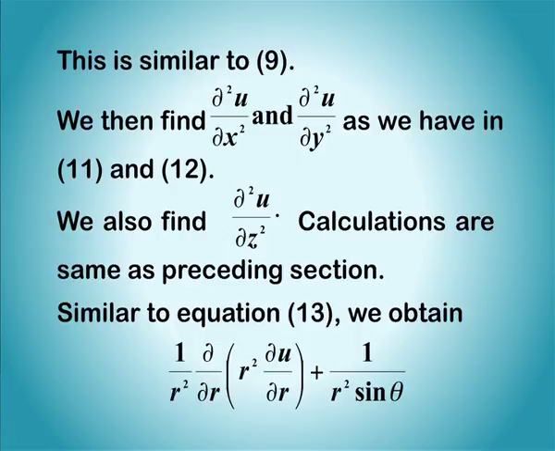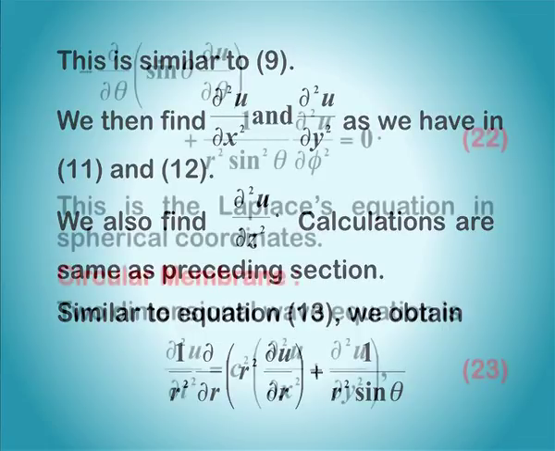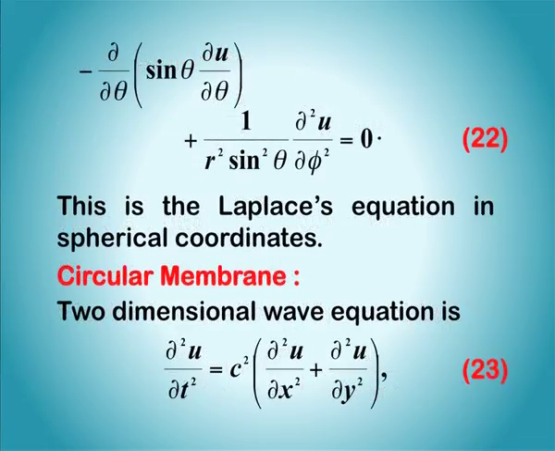And like the one we have obtained in 13, we obtain here 1 upon r square d/dr of r square du dr plus 1 upon r square sin theta, minus all that thing, plus, is the 22nd equation. This is the Laplace's equation in spherical coordinates.